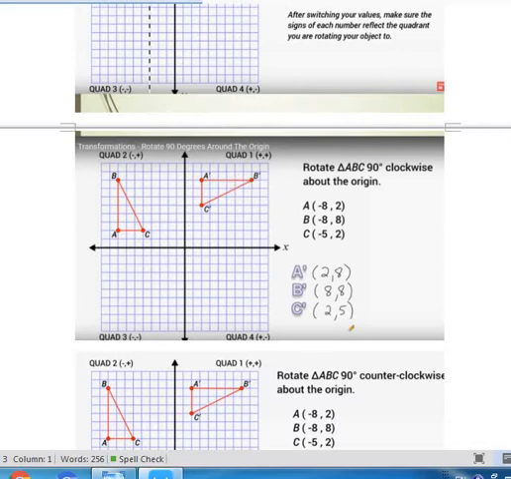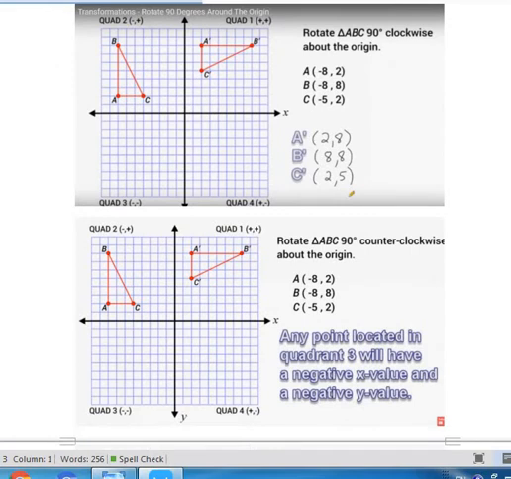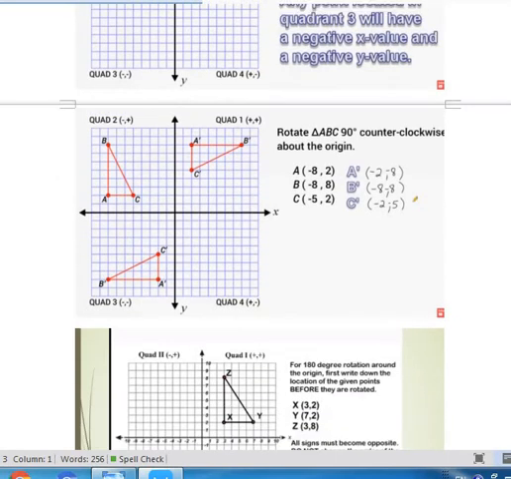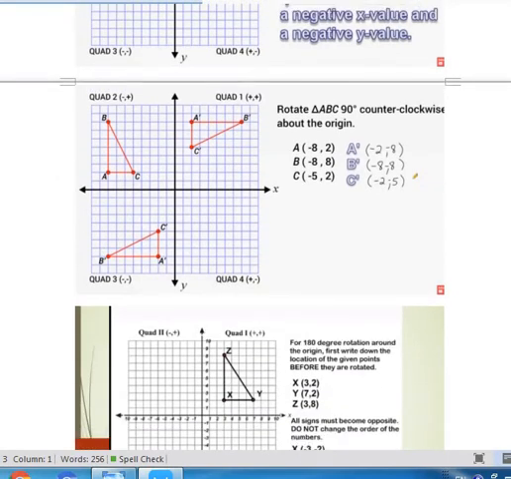After this, I want to rotate triangle ABC 90 degrees counterclockwise about the origin. These are the original triangle points: -8 and 2, -8 and 8, -5 and 2 again. This is my triangle. So any point located in quadrant 3 will have a negative x. Okay, focus here. A negative x value and a negative y value.